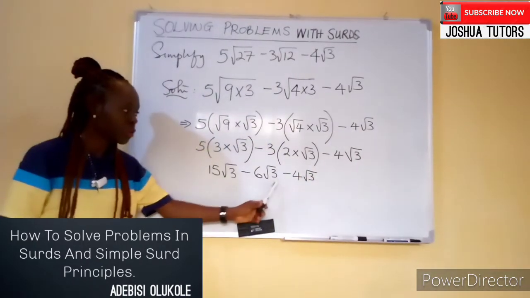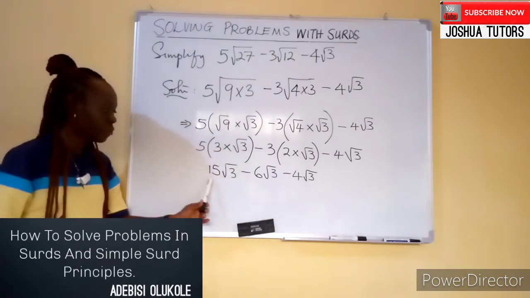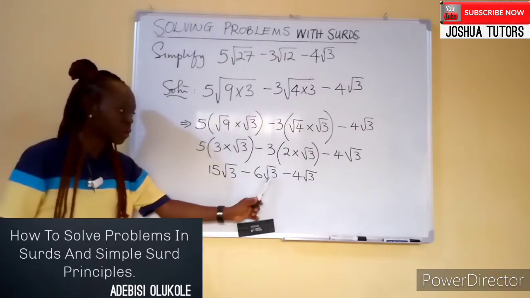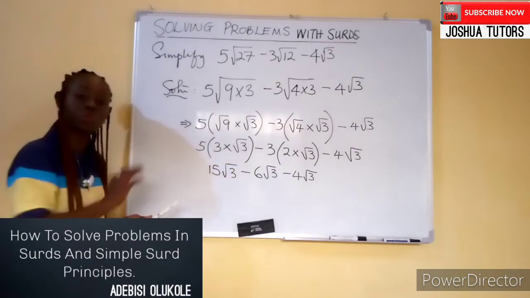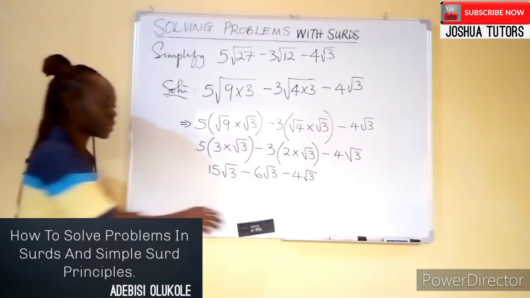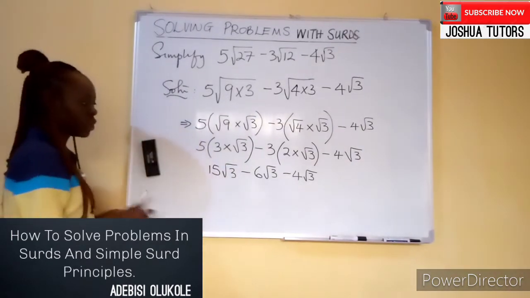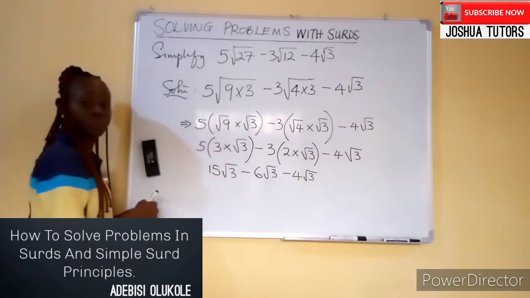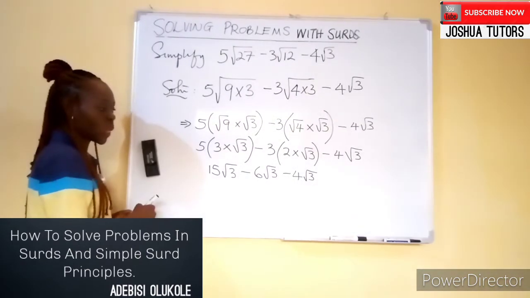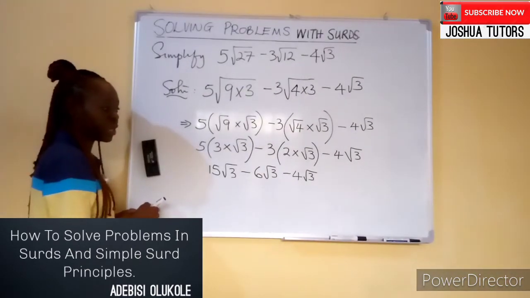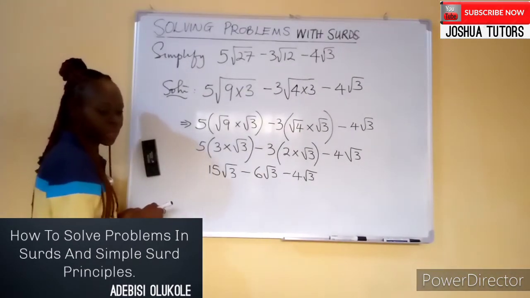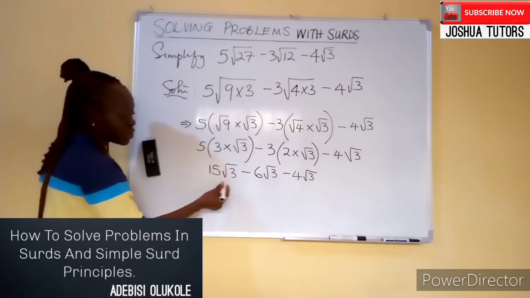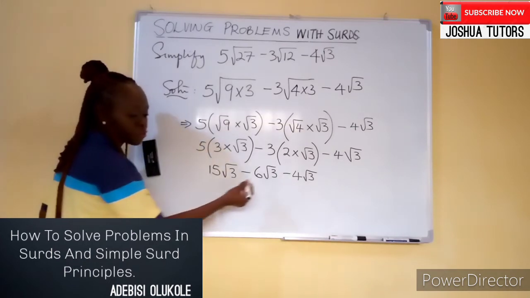I have like surds across: surd 3, surd 3, surd 3. So they are like surds. 15 surd 3 minus 6 surd 3 minus 4 surd 3. So it's possible to add or subtract them because they are like surds. So 15 surd 3 minus 6 surd 3 gives me 9 surd 3.